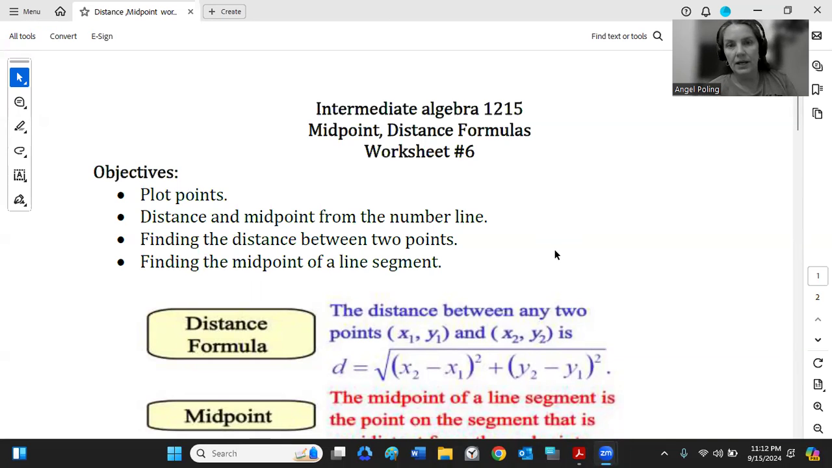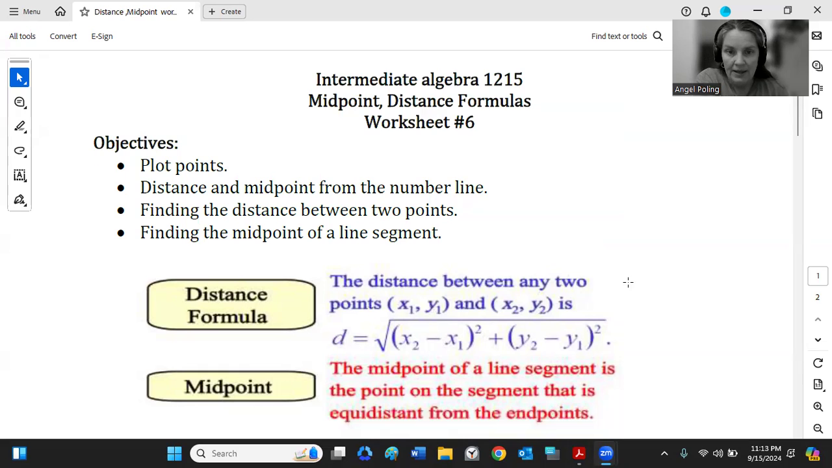All right, let's take a look at worksheet 6. Our objectives are to plot points, find the distance and midpoint using the number line. We also want to find the distance between 2 points and find the midpoint of a line segment using the formulas.